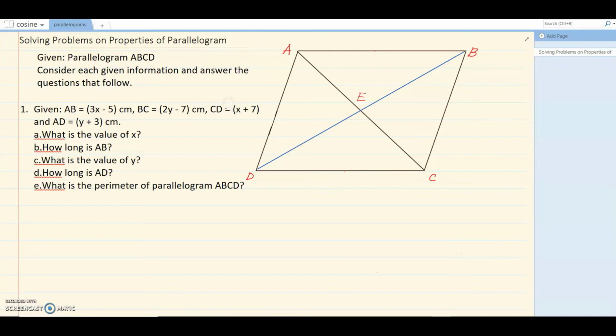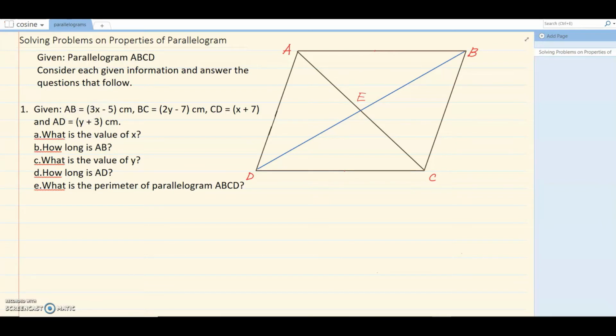centimeters and AD, which is y plus 3 centimeters. So, merong questions. So, let us have first letter A. What is the value of x? So, dun sa letter A, we're going to consider side AB and CD kasi sila yung merong x as its unknown variable.